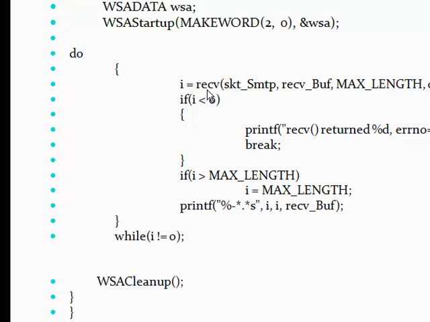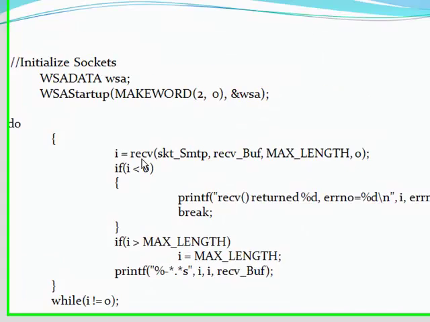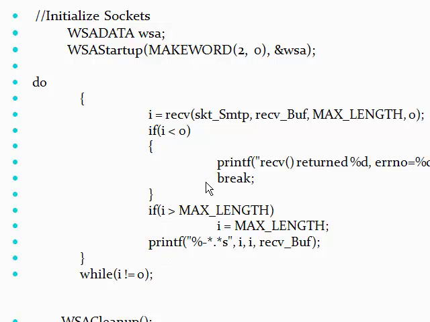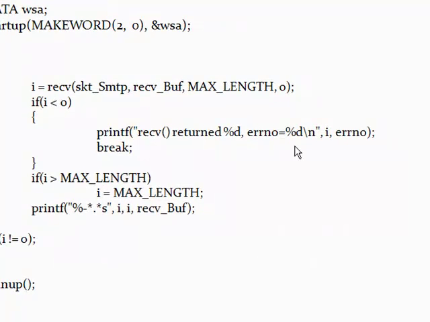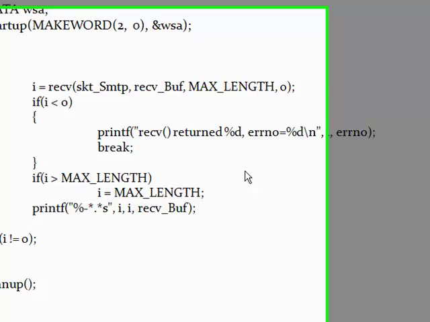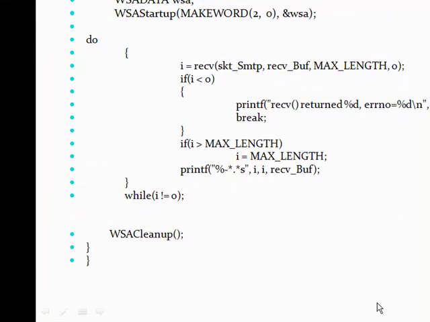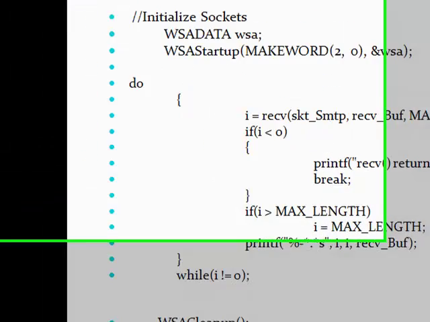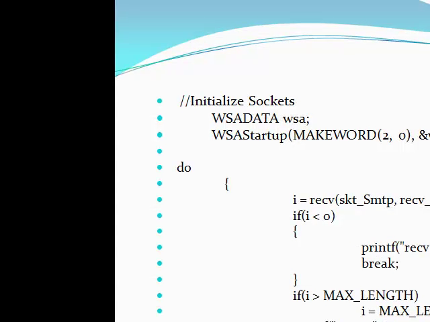This receive method passes 4 parameters, assigned to i. If i is less than 0, it prints the error number. If i is greater than max length, max length is assigned to i. Finally, there is the WSACleanup function call. This is the C++ sample code for web crawlers.